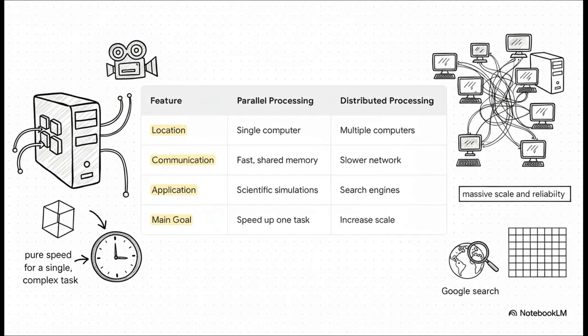But with distributed, we're talking about a whole network of computers. The goal here isn't just speed, it's about scale and being reliable. How does Google handle millions of searches at the exact same time without crashing? Simple. They share the massive load across thousands and thousands of machines.